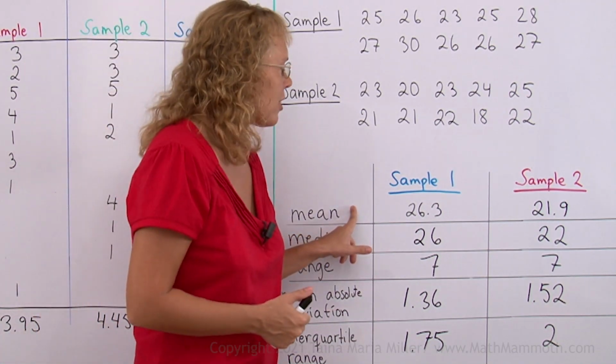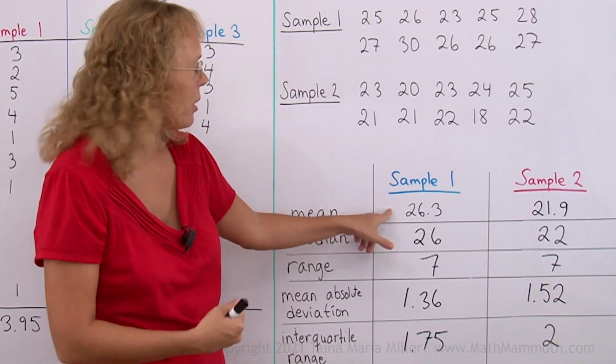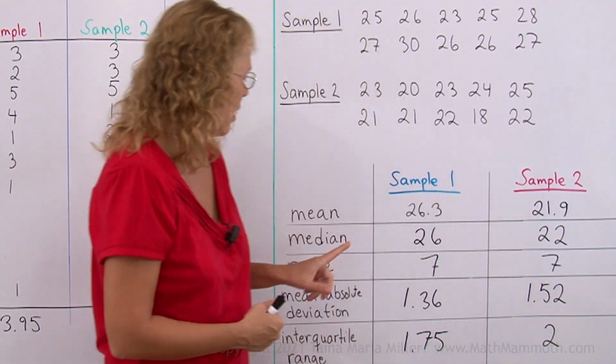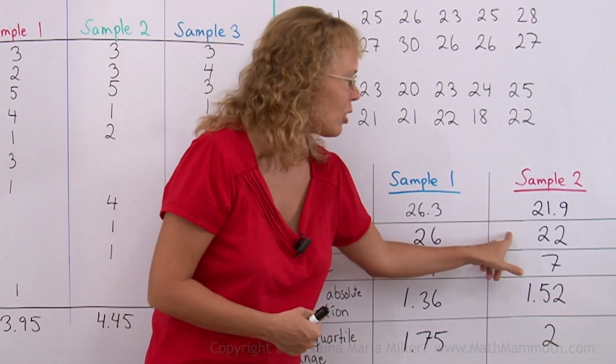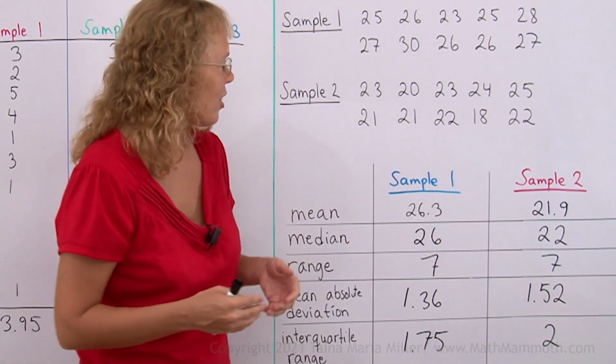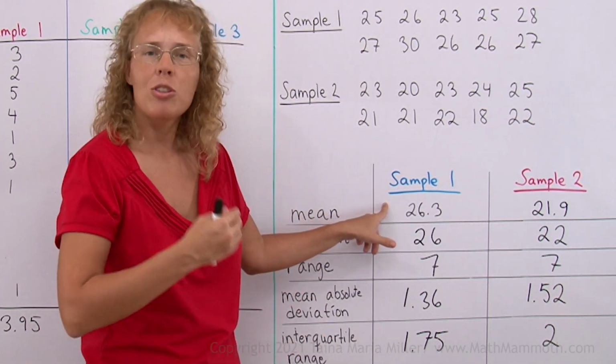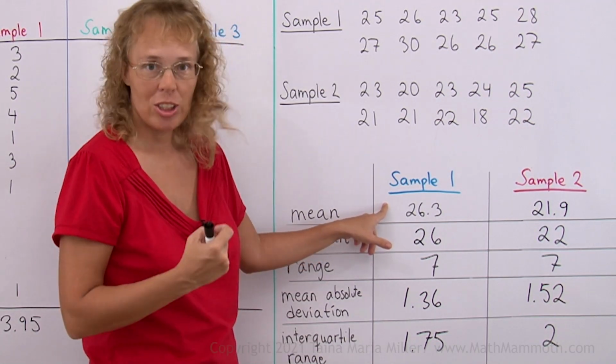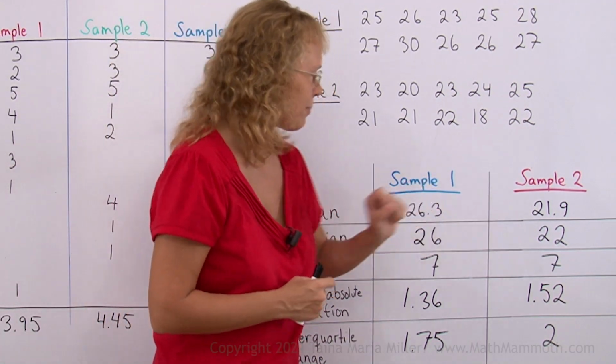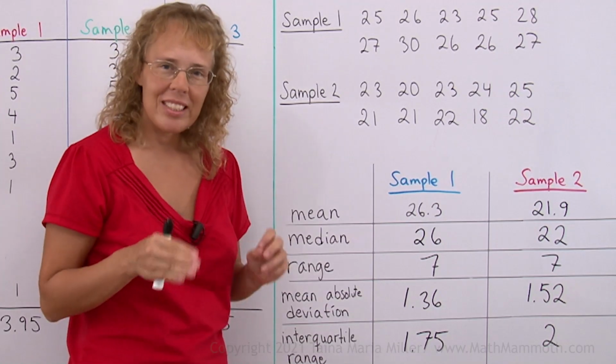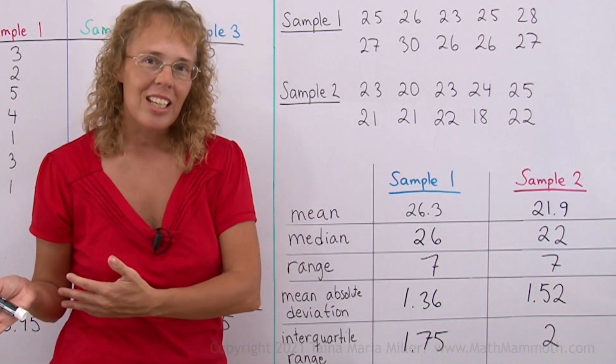So the mean, or the average, 26.3 centimeters and 21.9. Also the median, 26 and 22. We can see clearly that the plants in field 1 grew taller, right? Much taller than the plants here. And you can probably see that just by looking at your fields.